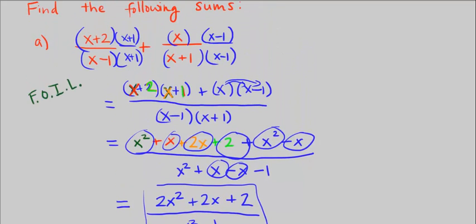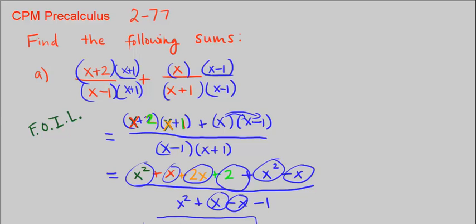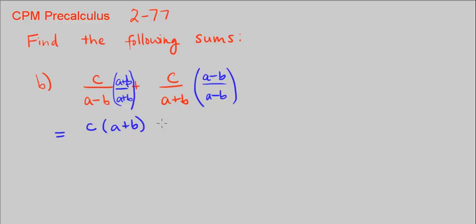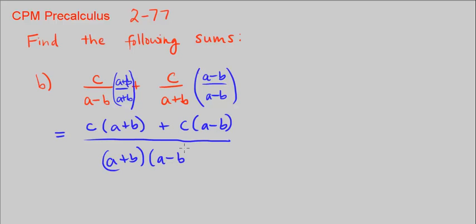Okay, let's go on to part B. Part B, we have this sum. We want to do the same thing. We want to multiply this first term times a plus b over a plus b, which is just 1 represented differently. And this one we want to multiply by a minus b over a minus b, because that will give us a common denominator. So let's write this out. In the numerator, we have c times a plus b plus c times a minus b, all over the common denominator of a plus b times a minus b.